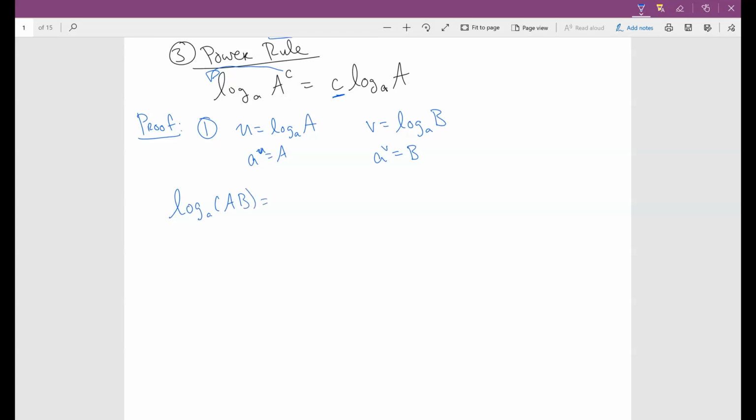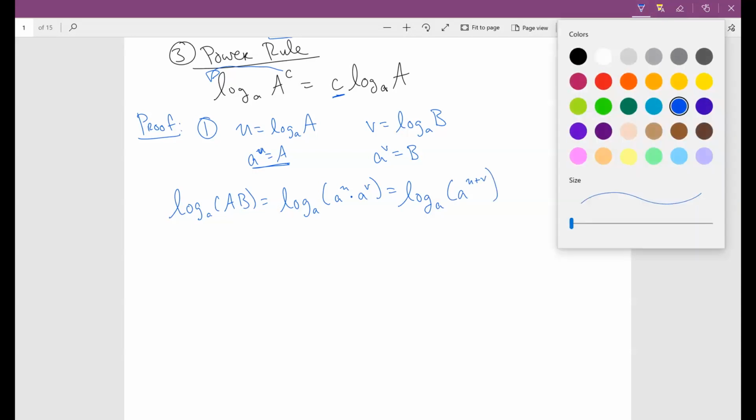Since I wrote the A as a to the u, we know that log base a of a to the u, and then this is going to be times B, which is a to the v. We know that by powers, when two things have the same base and you multiply them, you add the exponents. So you're going to get log base a of a to the u plus v.